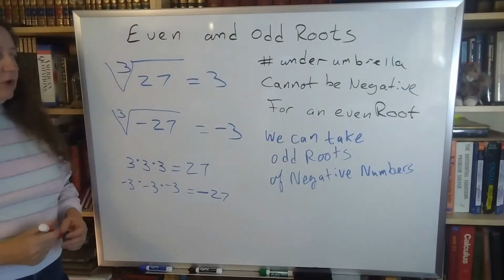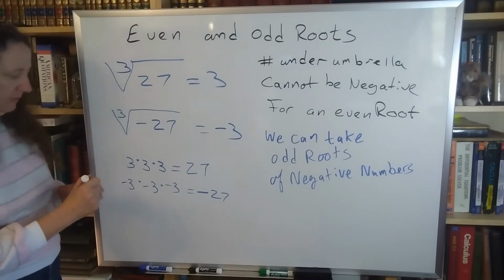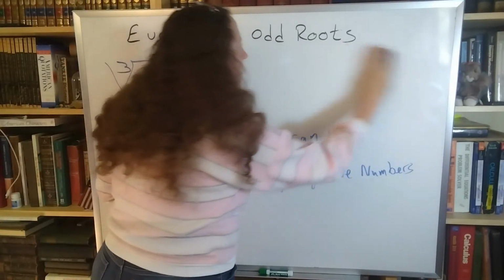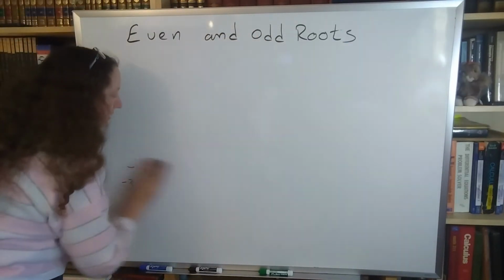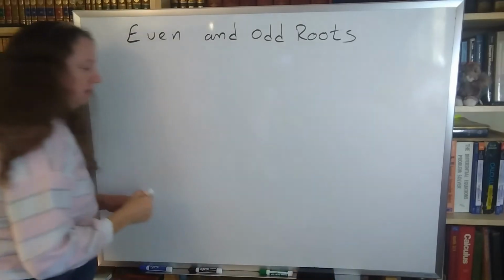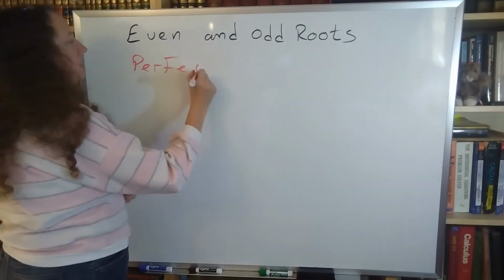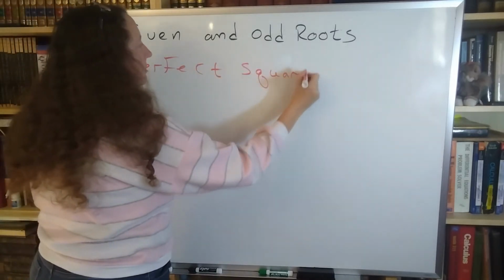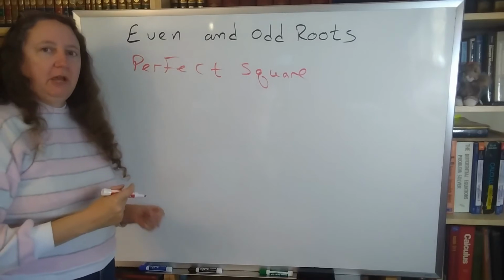Another thing that you need to know about these is perfect squares. A perfect square is a number where you can take the square root of it and get a whole number.